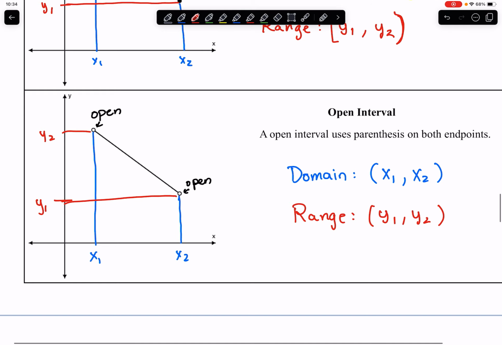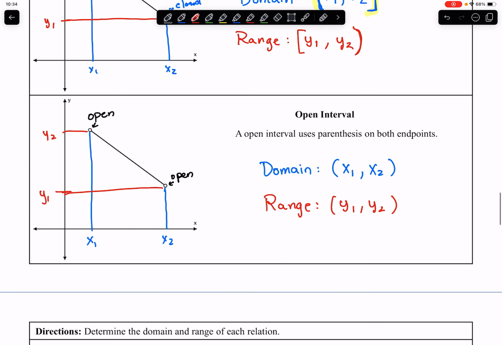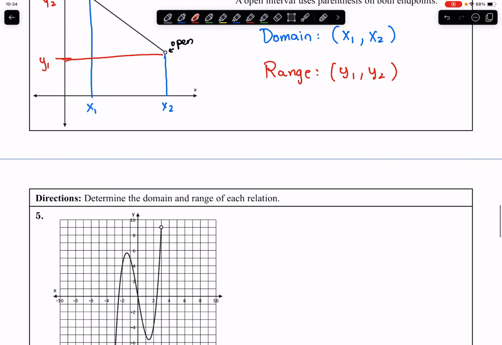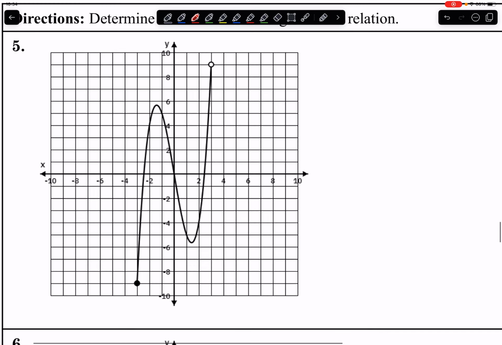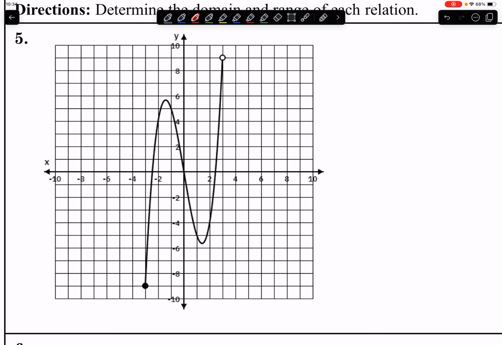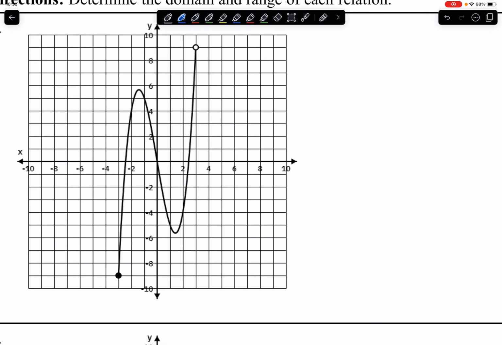All right, so let's look at some examples of this. Let's look at some actual relations, and let's determine the domain and range of each relation. So for example, example 5, let's look at what the domain is going to be. To identify the domain, we look at how far to the left and how far to the right the graph reaches. Sometimes it's easy just to look at the endpoint. So here we have an endpoint and another endpoint right there. But we always want to look at how far to the left and how far to the right the graph reaches.